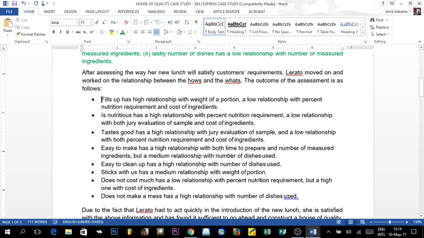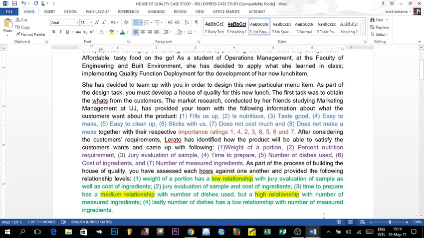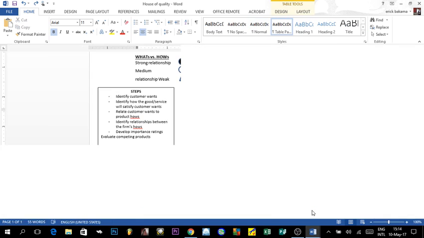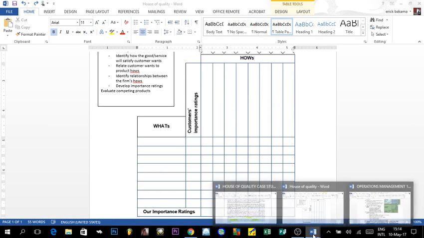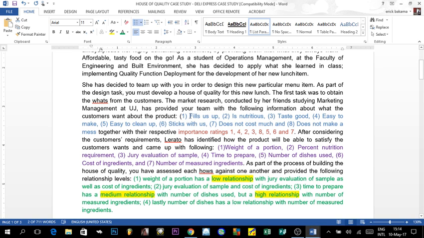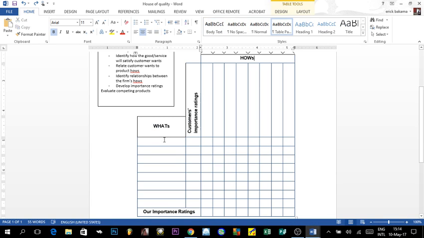So the first part is the fills up, which has a high relationship with the weight and so on. But this part here, we're going to do it in the last part. So I want us first of all to focus on the first part that we already have here. In short, we must first of all identify the what of the customer. The what of the customer is what the customers want. What do they want? They want fills up. And we put it in our house of quality here. This is the first requirement.